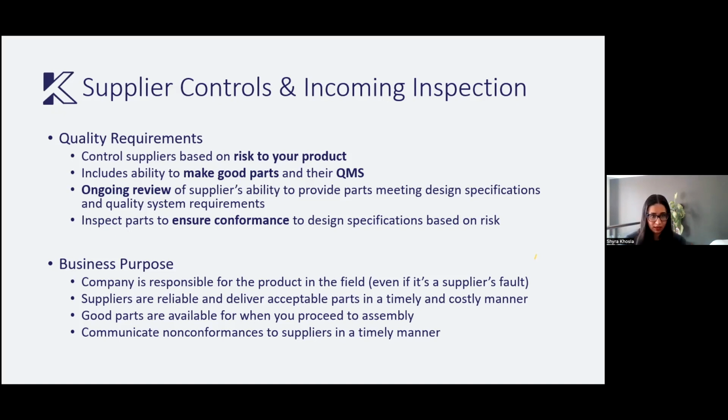Now, one of the things that often comes up is, how much do I need to control my suppliers, and which suppliers? And so most often, you'll end up with a risk matrix where you have high risk suppliers, medium risk, low risk, and that risk is based on the risk of the product that they're providing. So it's not risk of the actual supplier, but it's the risk of the product that they're providing.